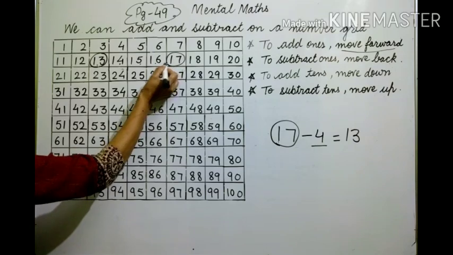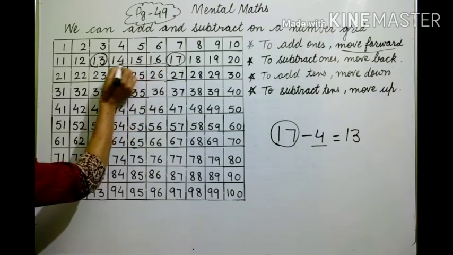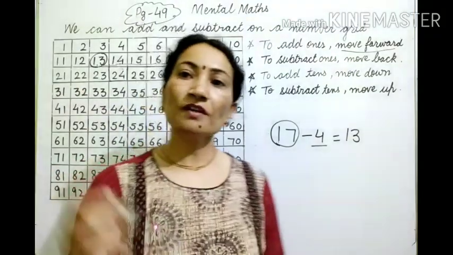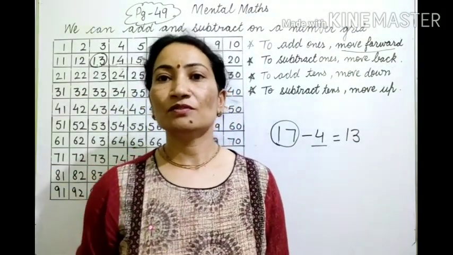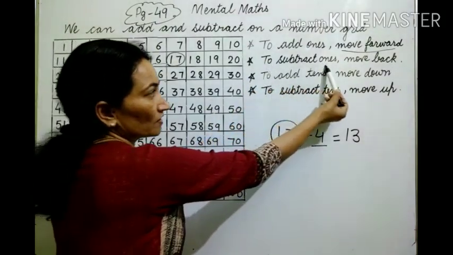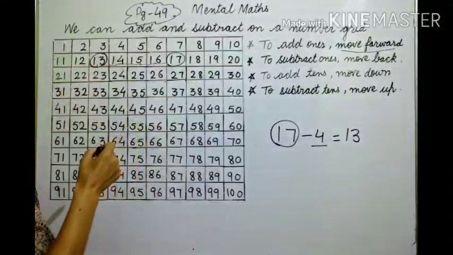How will you move? 1 step, 2 step, 3 step, 4 step. In the 4th step, whatever number you get, that number you will write. Hope you understand. To subtract ones, we will move back.